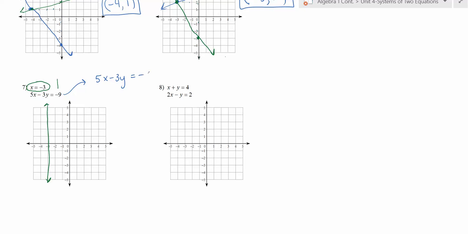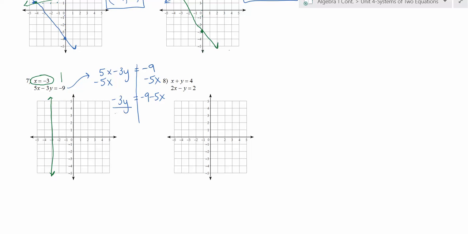And I need to get y by itself, so the first thing I'd want to do is subtract 5x from both sides. Okay. After that, it's being multiplied by -3, so the inverse operation is to divide both sides by -3. -9 divided by -3 is 3. -5 over -3 is going to be a +5/3 x.